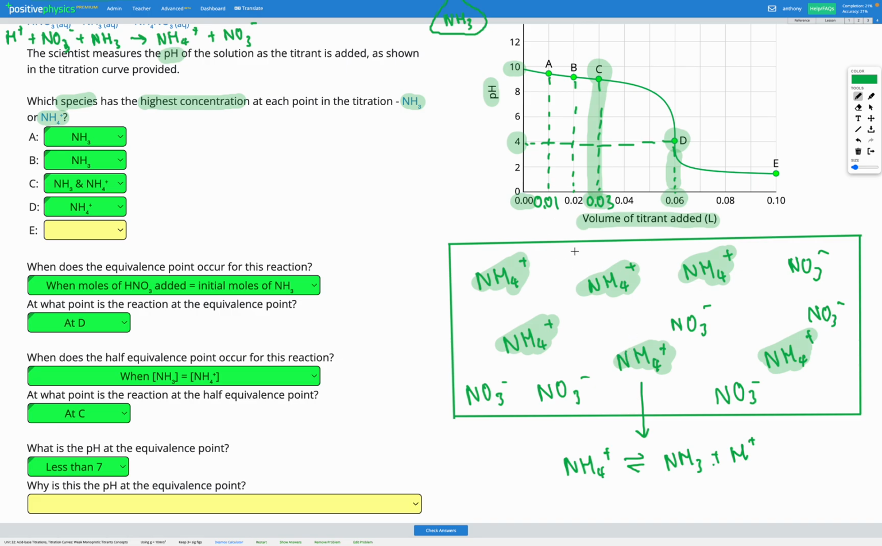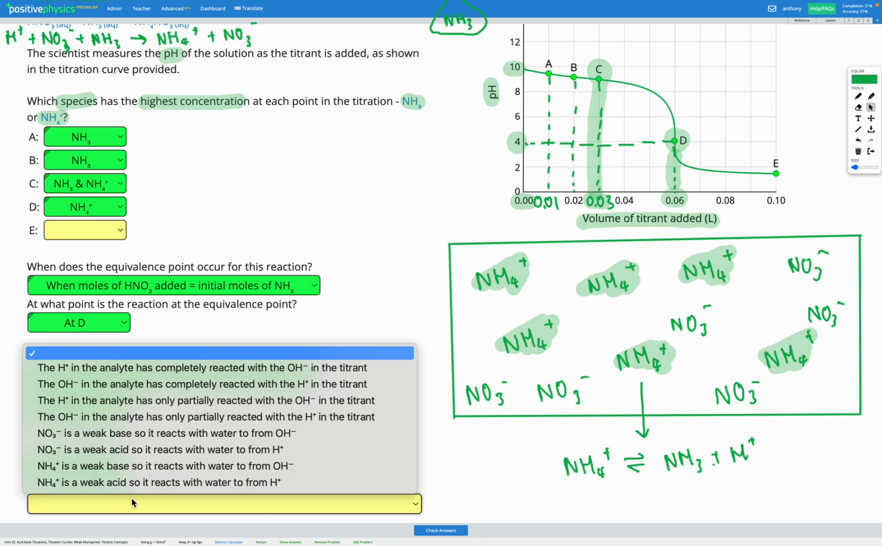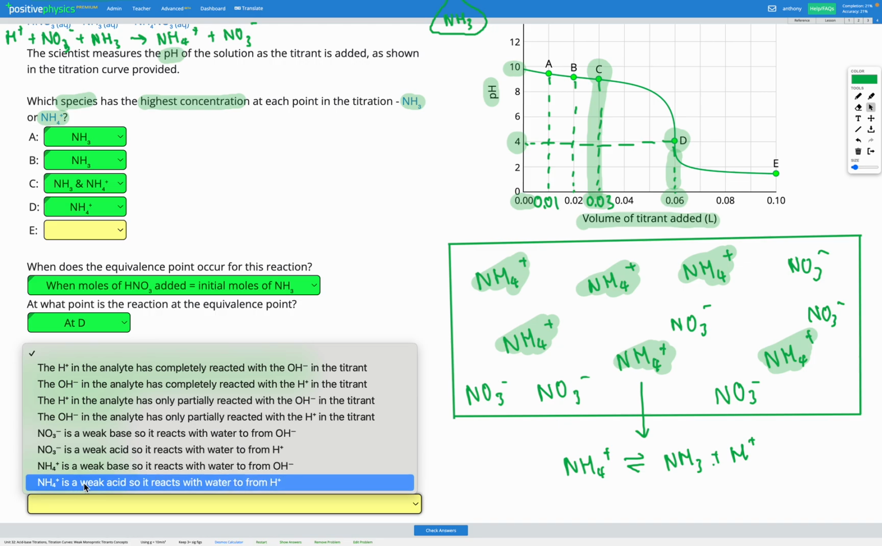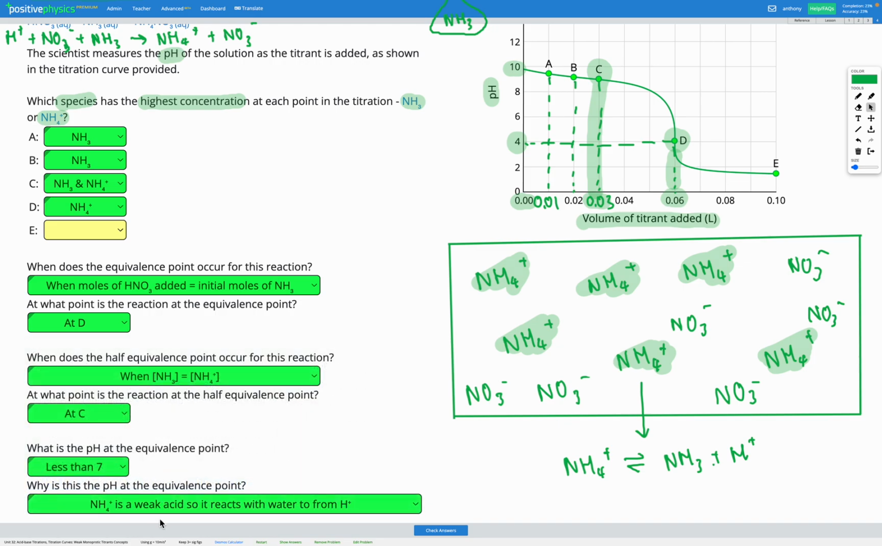So because we had that weak base, it's forming NH4 plus, which is an acidic ion that can react in water, or dissociate in water, to form NH3 and H plus. So actually, at the equivalence point, we do have some H plus because the NH4 plus is acting as an acid. So why is this the pH at the equivalence point? It's because NH4 plus is a weak acid, so it reacts with water to form H plus. We know that because NH3 is a weak base, and the conjugate acid of a weak base is also a weak acid.